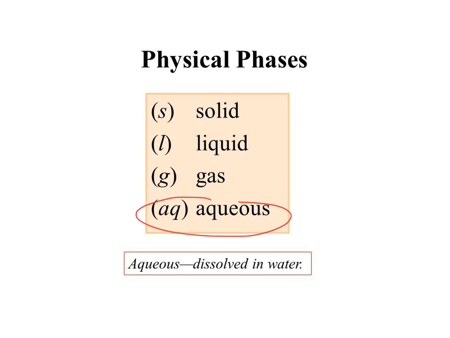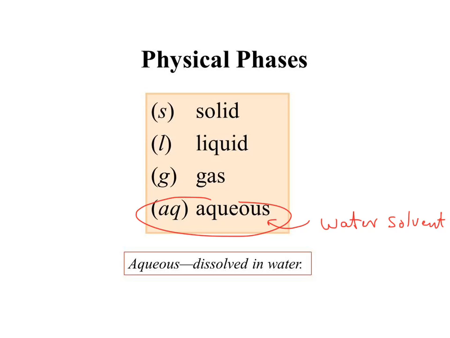Do you get the word water out of aqueous? So basically you have water as the solvent, and you have something dissolved in water. I almost said ionic compounds, but it doesn't have to be an ionic compound dissolved in water.